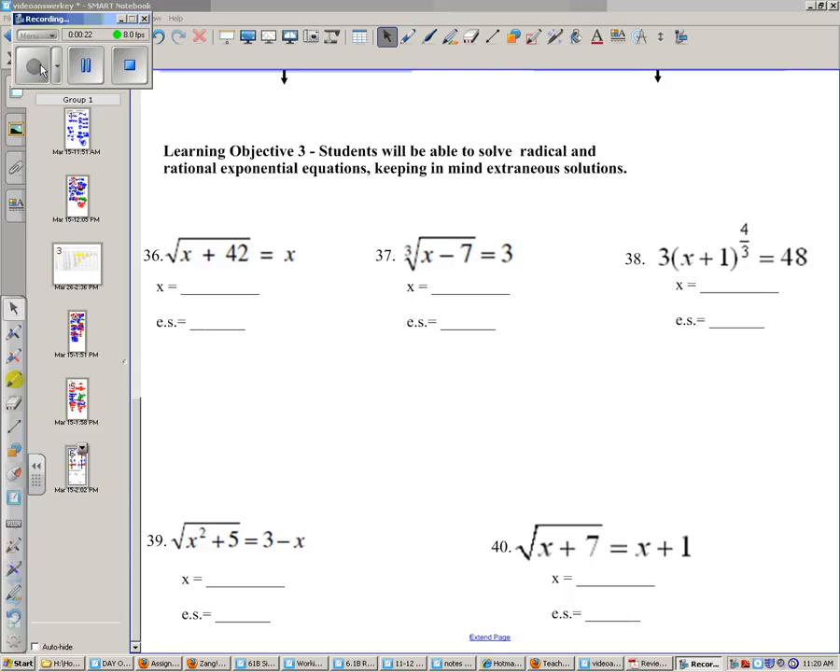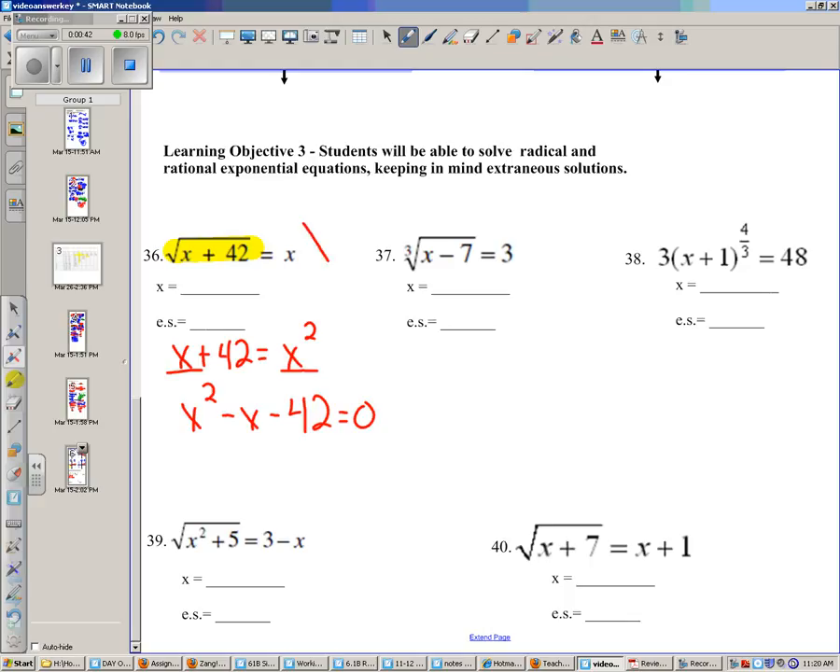So the first thing I'm going to do on 36, I can't get to the x in here until that square root is gone, so I'm going to square both sides. So square the left side, I just get x plus 42. Square the right side, I get x squared. Since I have two different types of x, I got to bring everything over to one side.